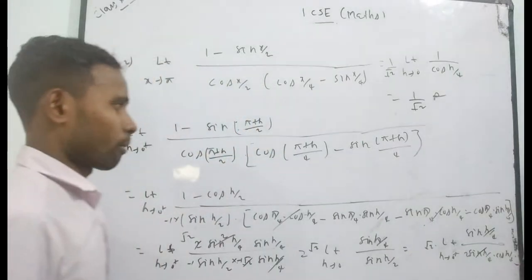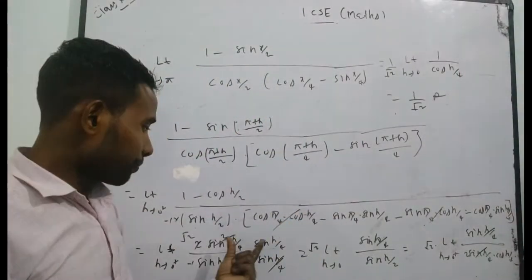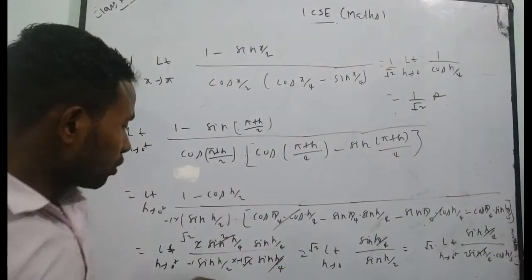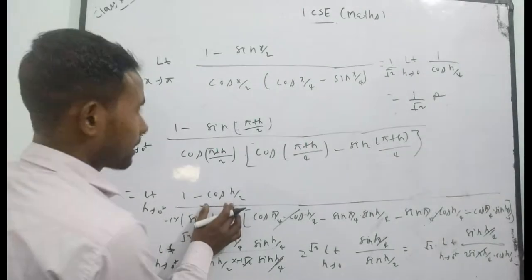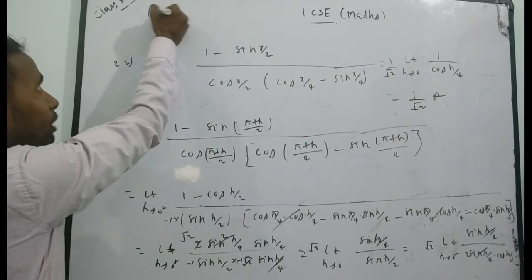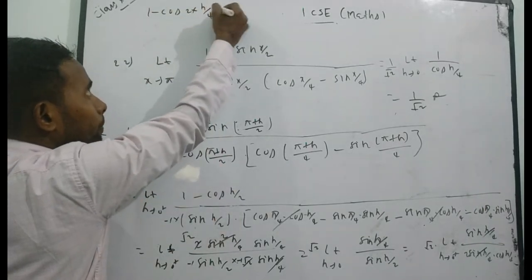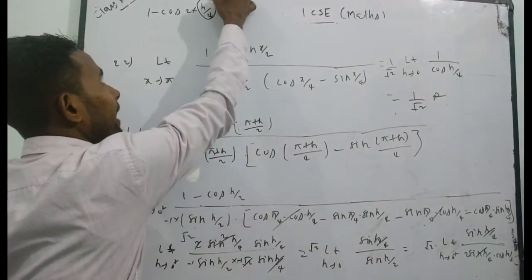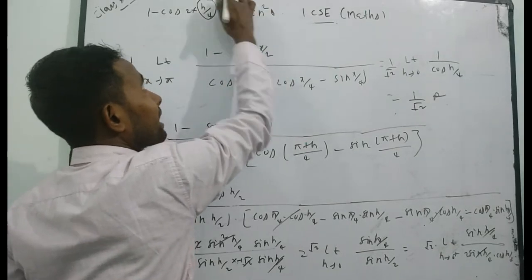There is nothing in this problem. Simply you have to simplify this expression, and after simplifying you get here 1 minus cos h by 2. Now I want to again explain this value. How can you write 1 minus cos h by 2 as 2 into h by 4? Suppose that h by 4 is theta. 1 minus cos 2 theta is equal to what? 2 sin square theta.